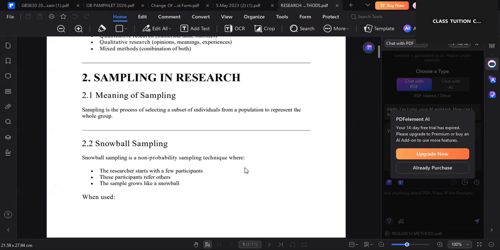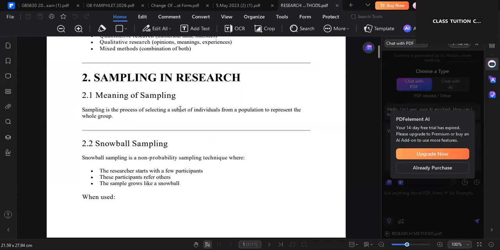Scientific research is structured into chapters: chapter 1, which is the introduction, chapter 2, the literature review, chapter 3, methodology, chapter 4, analysis, chapter 5, discussion, and chapter 6, conclusions and recommendations. Now in chapter 3, we have our research methods, where we have a sampling element. So what does it mean to sample? It's simply a process of selecting a subset of individuals from a proportion of the population to represent the whole.